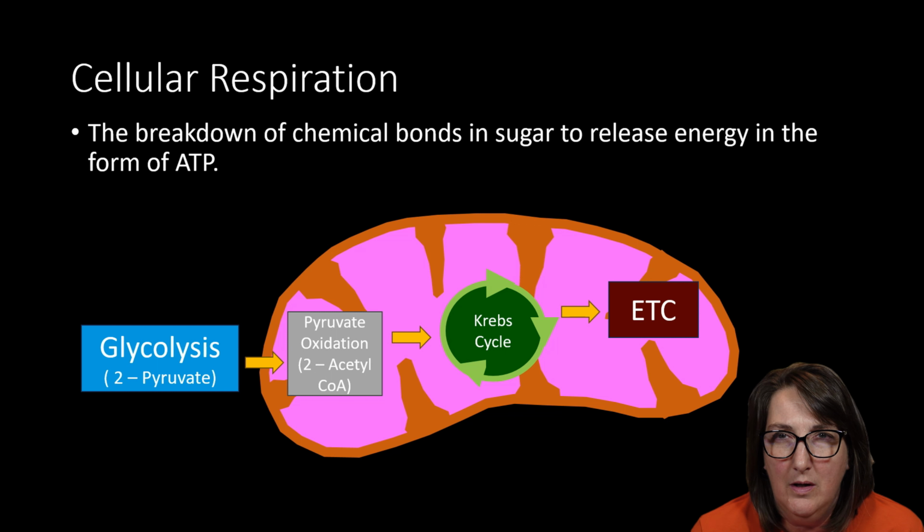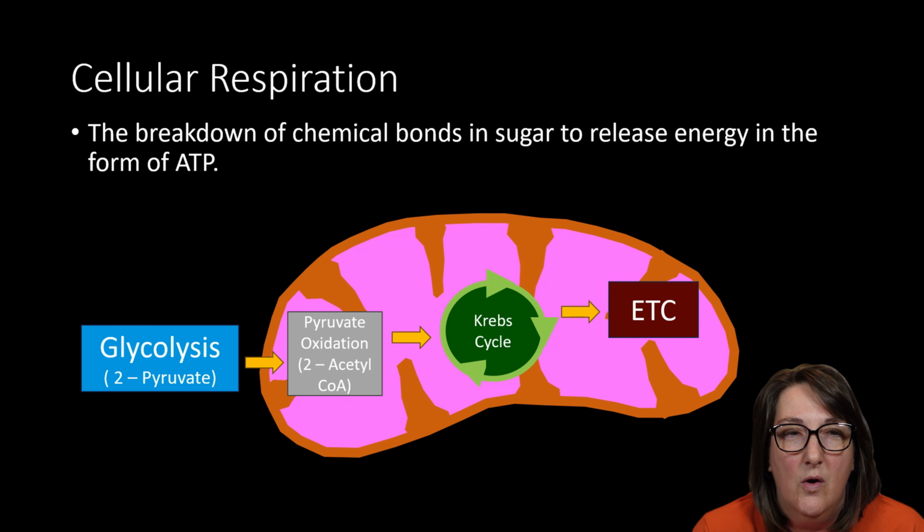And I can't do it all at once. If I broke down all of these bonds at once, I would release so much energy. Things would catch on fire, things would explode, it would create mass chaos. So we don't want that. We need to have it break down in small little chunks, little intervals. So this is what cellular respiration has to do.